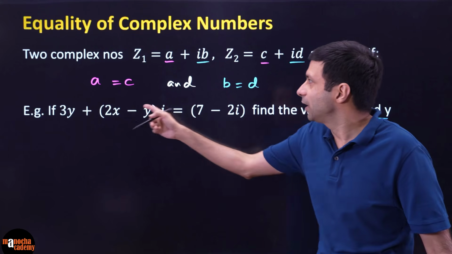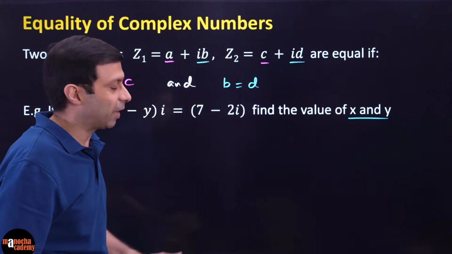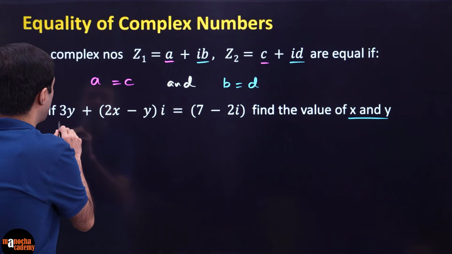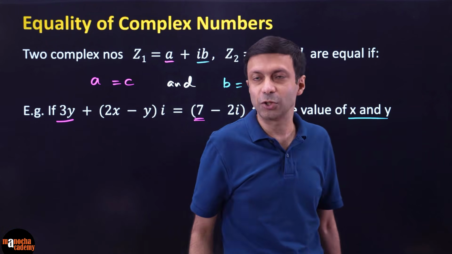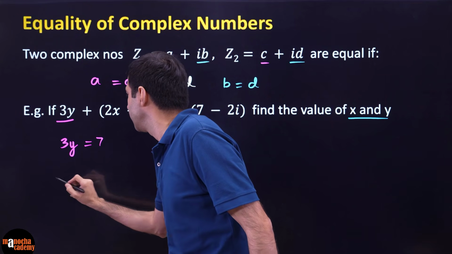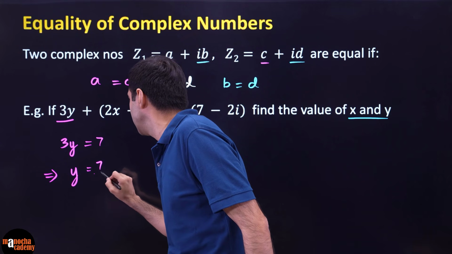See, we have been given that these two complex numbers are equal. That means we can equate their real and imaginary parts. So it should be simple. So what will we say here? The real parts are 3y and 7. Compare the real parts of these two numbers. So what can we write? 3y equal to 7. See, I have equated the real parts. So what is y? y is simply going to be 7 by 3.